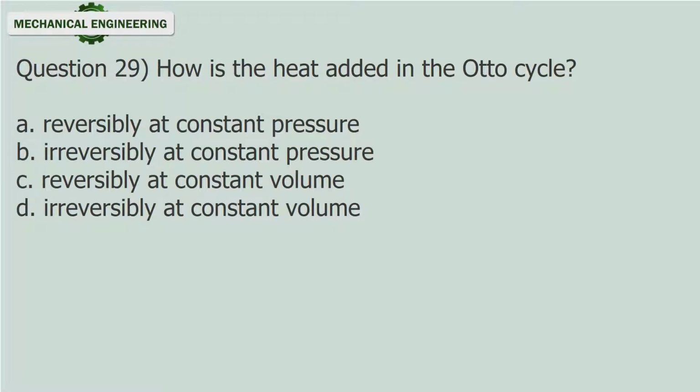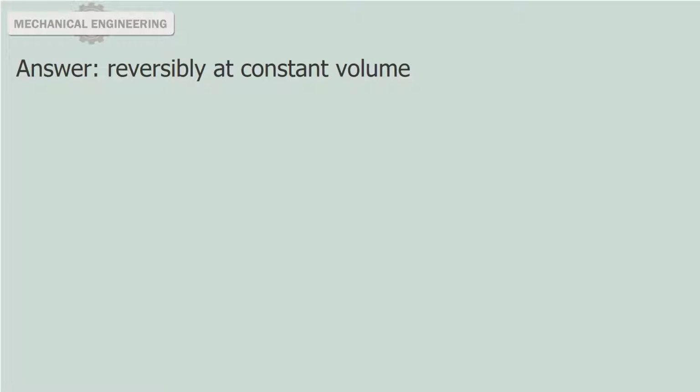Question 29. How is the heat added in the Otto cycle? A. Reversibly at constant pressure. B. Irreversibly at constant pressure. C. Reversibly at constant volume. D. Irreversibly at constant volume. Answer: reversibly at constant volume.